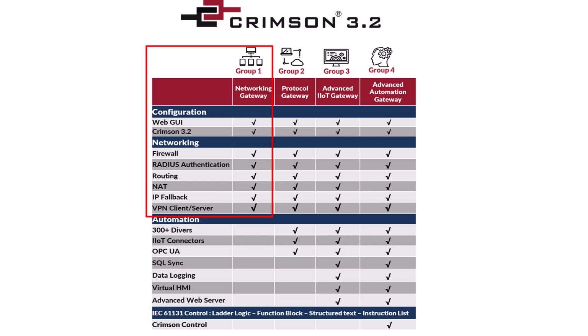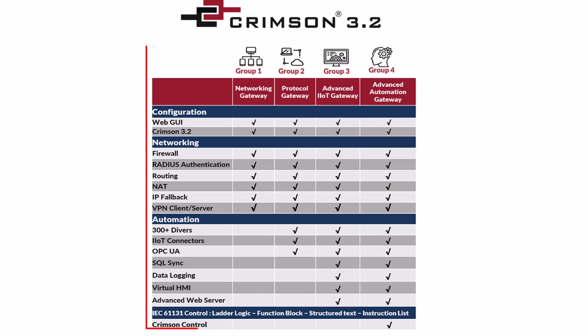It also utilizes the advanced networking abilities such as firewalls, routing, NAT, radius authentication, and VPN server or client abilities. Group 2 acts as a protocol gateway, utilizing all Group 1 features, and adds our 300-plus protocol drivers, MQTT cloud connectors, and OPC UA server and client functionality. Next, the Group 3 Advanced IIoT features add in all automation abilities with SQL sync and data logging. It also adds the remote HMI capability and an advanced web server for data viewing and advanced diagnostics.